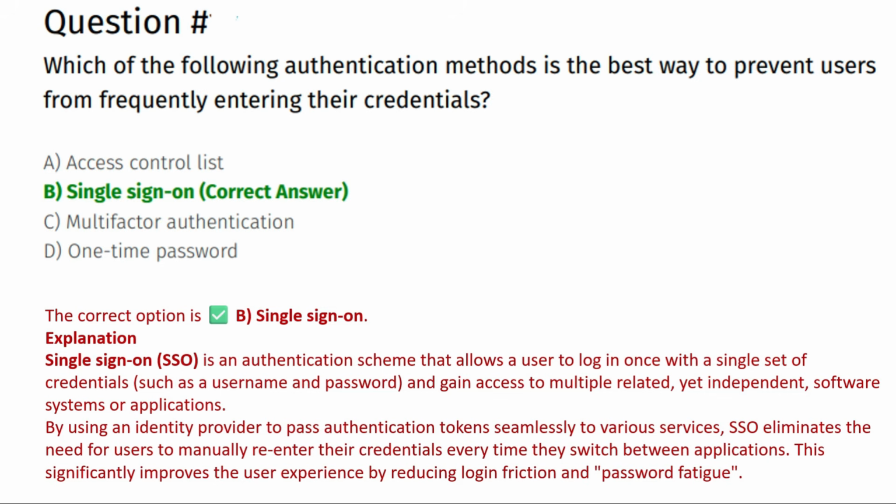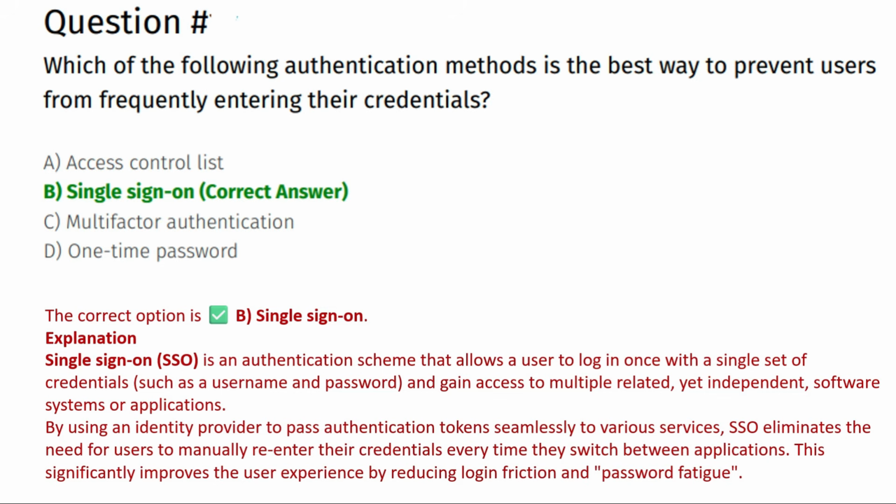The next question is, which of the following authentication methods is the best way to prevent users from frequently entering their credentials? Option A, access control list. Option B, single sign-on. Option C, multi-factor authentication. Option D, one-time password. And the correct answer for this question is option B, single sign-on. So let's check the explanation.